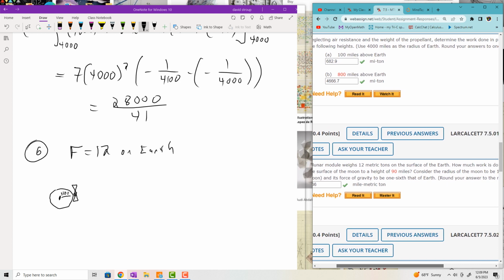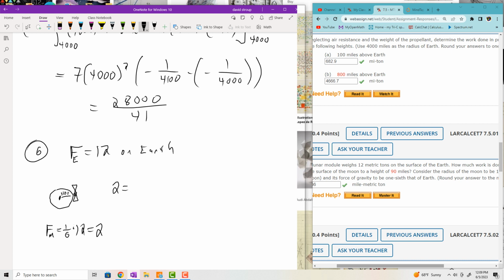And the force of gravity on the moon is 1/6 that of Earth. So the force, let's call this Fe, and then Fm for moon is 1/6 that of the Earth. Whenever you say that word "of," it usually just means to multiply. So we'll just multiply. 12 over 6 is 2. So that will be our force value in our formula. So F equals K all over D squared. The D value here is 1,100 now. And so our K value is going to be 2 times 1,100 squared.